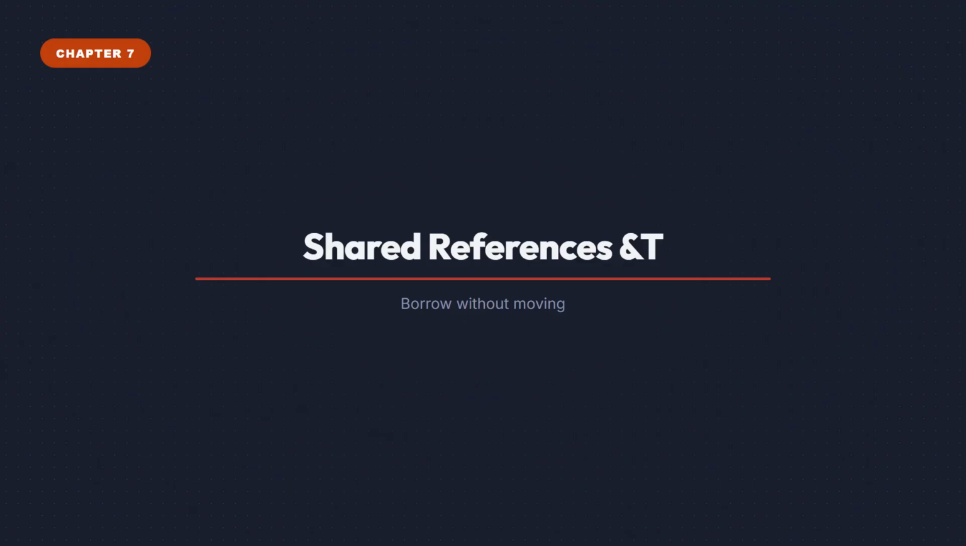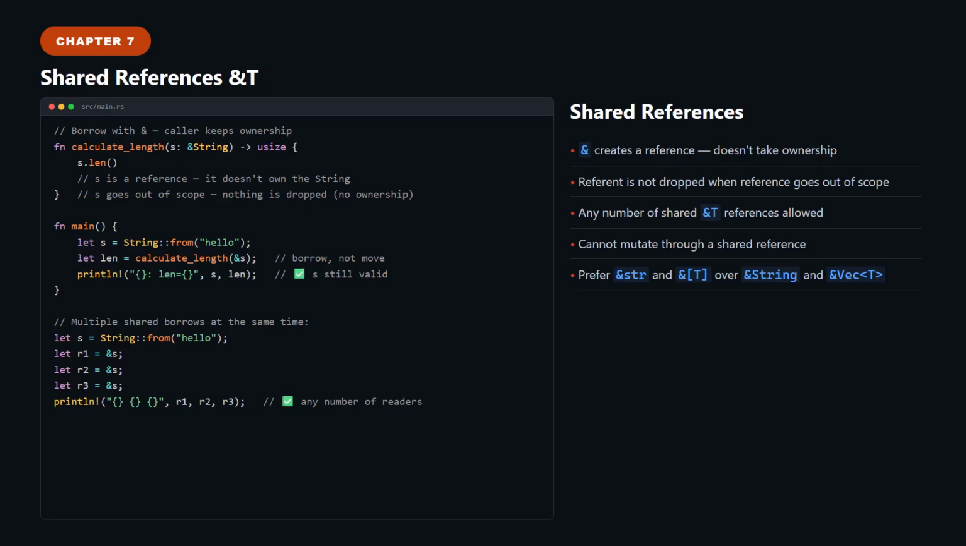Chapter 7. Shared references, &T. The ampersand operator creates a reference. A reference borrows the value. It doesn't own it. When the reference goes out of scope, the referent is not dropped. You can have any number of shared &T references simultaneously, as long as no one is mutating it. fn calculate_length(s: &String) -> usize.